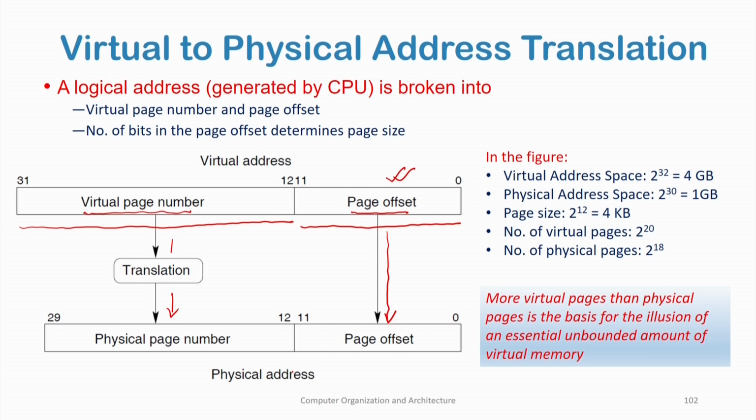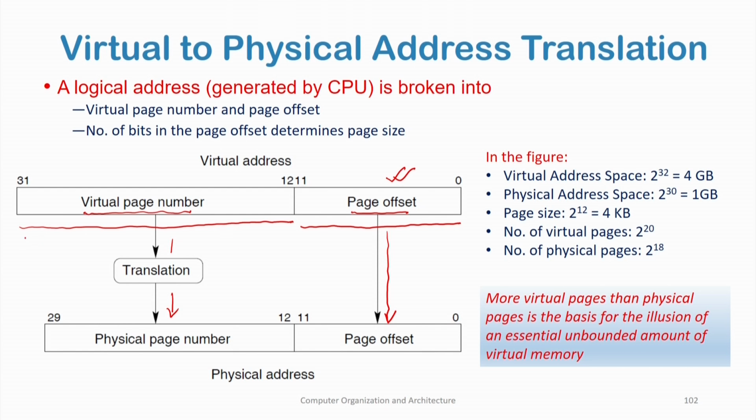So, my CPU has generated a virtual address. Let us say my CPU has asked for data from a virtual address which is given by this 32 bits. Then this 32 bits is broken into two parts. The lower order 12 bits form the page offset, and the values of these bits tell me which byte within my page I need to access at this current time. The higher order bits from 12 to 31 tell me the virtual page number.